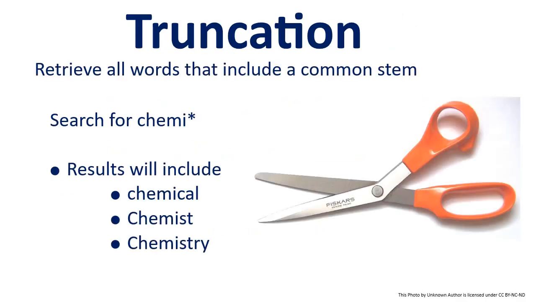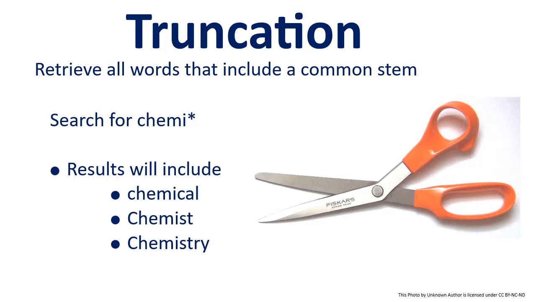I mentioned this one earlier on, truncation. So if you're searching for loads of words that have the same root but different endings, you can very easily tell the database to search for all possible endings by using a symbol. Here we've gone for an asterisk. So chemi, C-H-E-M-I with an asterisk will get you chemical, chemist, chemistry. And it just keeps going on until you've got all possible endings, but you only have to type it in the one time.